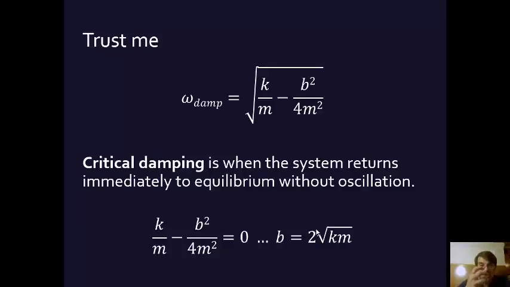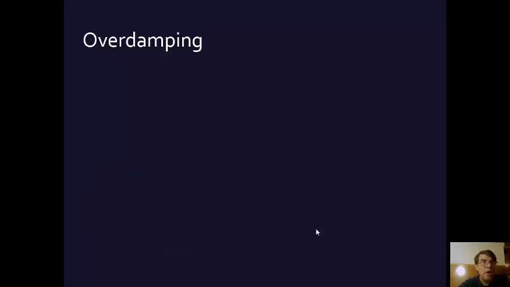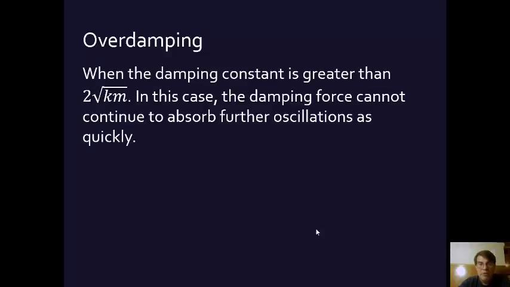That is critical damping, where you reach equilibrium immediately, like in a shock absorber, where it immediately counteracts the pothole, and you hardly even notice sitting in the car that you've had an oscillation with the tires. Okay, overdamping is when b is greater than 2 times the square root of km.